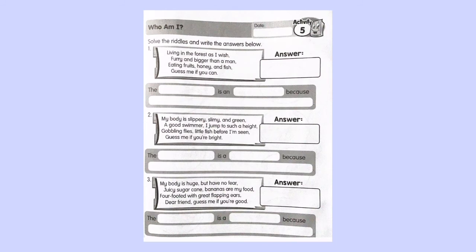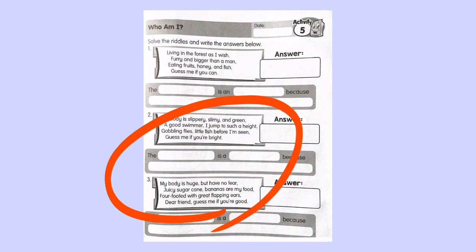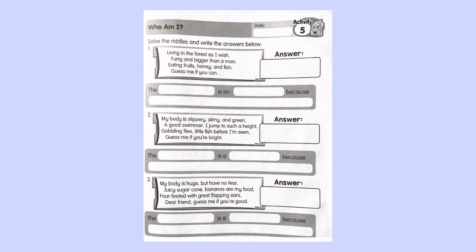Okay, and then question number 2 and number 3, I want you to do just like I did just now. Guess the name of animals and then fill in the blanks. You can write down the name of animals and then identify whether it is omnivore, carnivore, or herbivore.